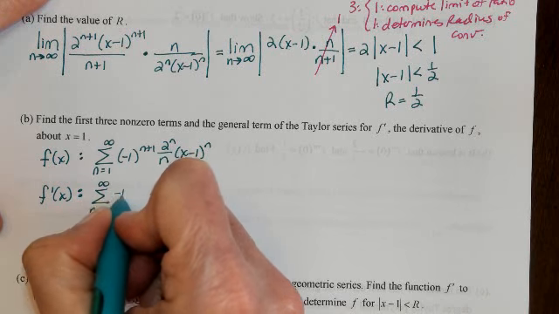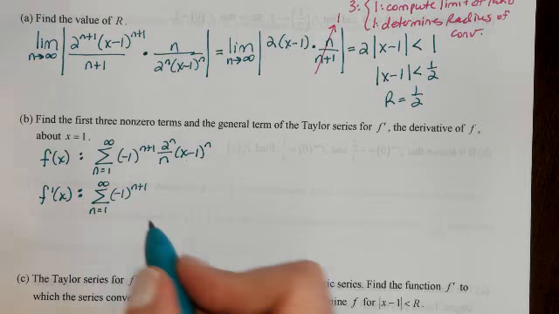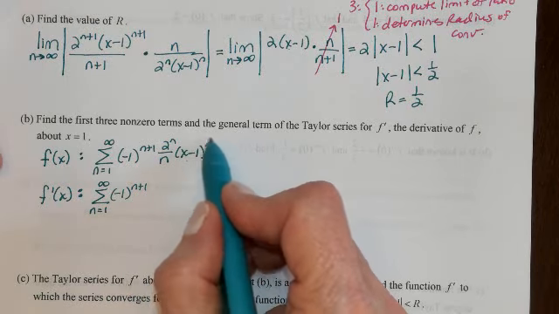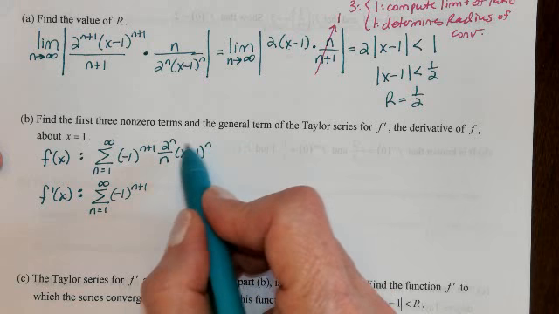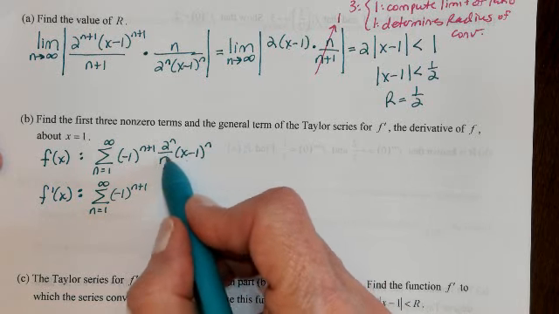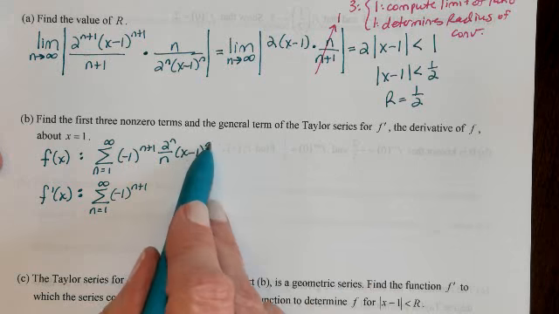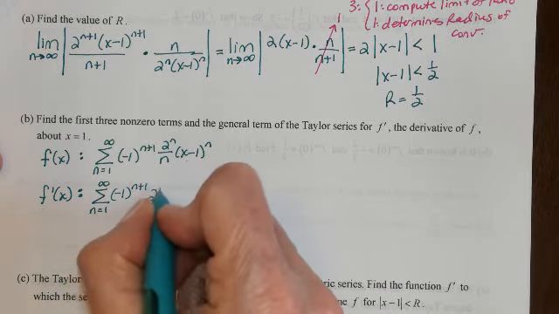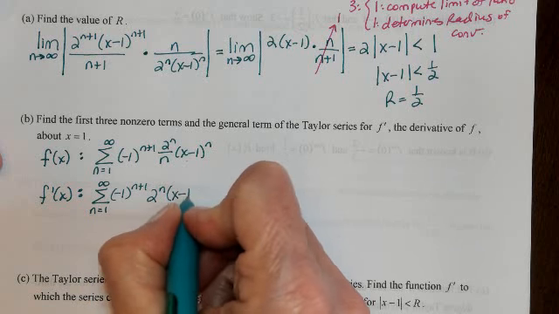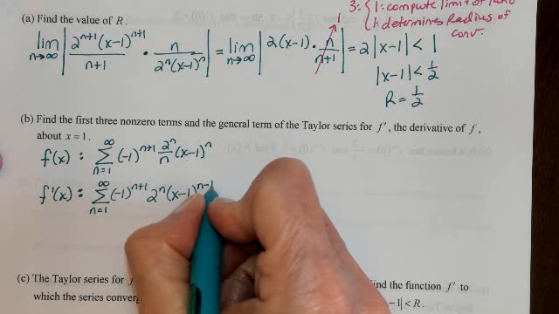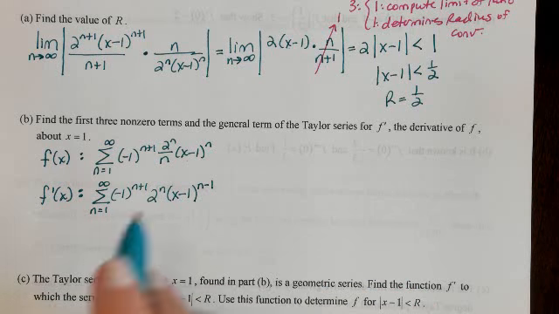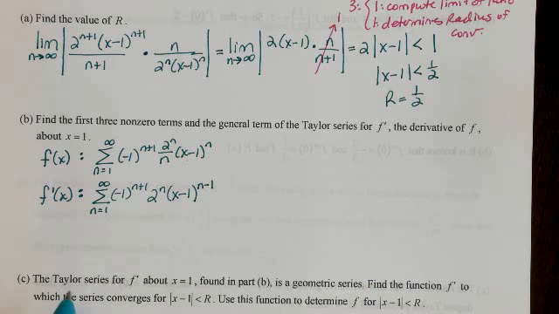The negative 1 to the n plus 1 will stay because, again, I'm treating this like a number. For a derivative, for the power rule, we multiply the coefficient times n, right? Well, when I multiply the coefficient times n, the n's will reduce out, and I'll be left with just 2 to the n, and then x minus 1 to the n minus 1. We reduce that power by 1. So that's the general term for the derivative, right?